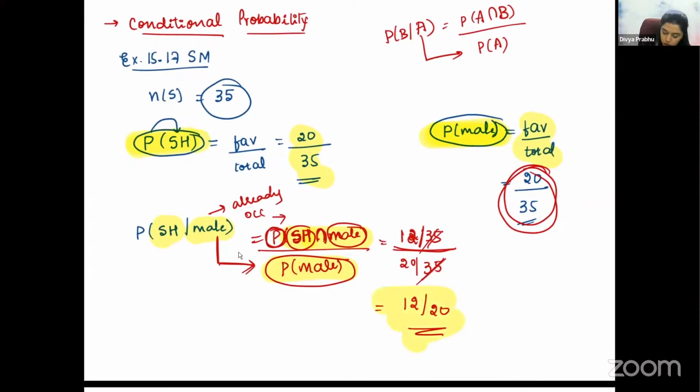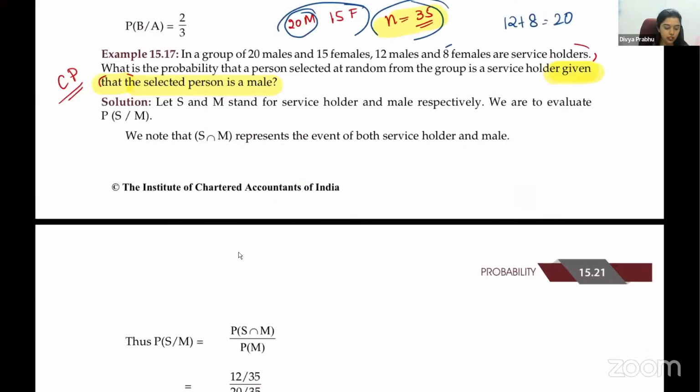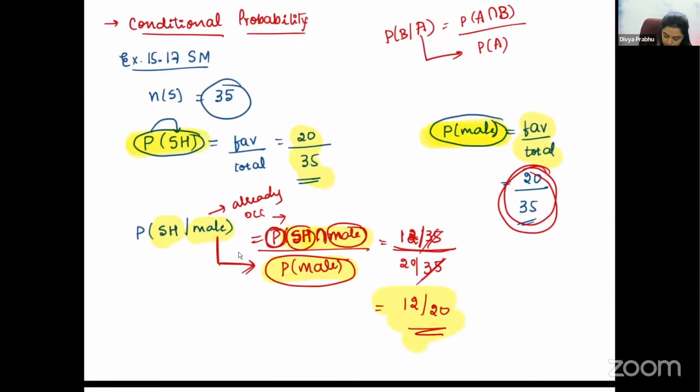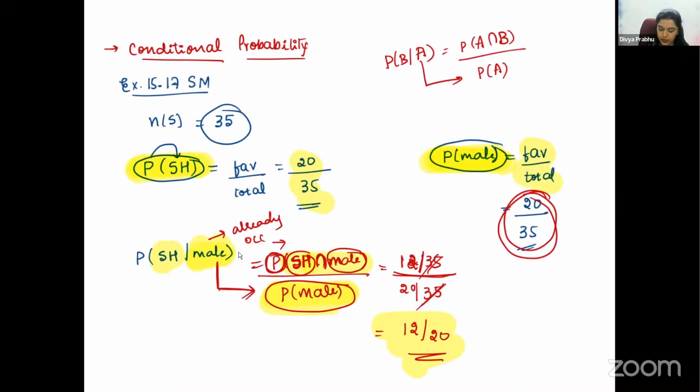Understood? So whenever in the question you see the word given, it is a concept based on conditional probability. In that also, what you need to understand is which event is already occurred; you have to find that first. That will come after the slash, and that will come in the denominator. Okay? This is the concept of conditional probability.